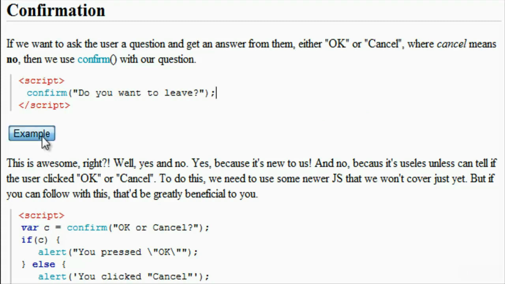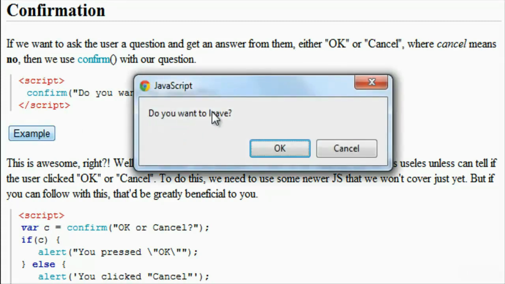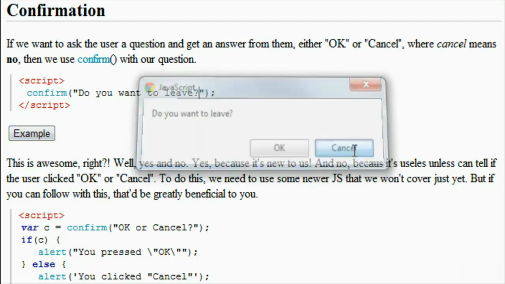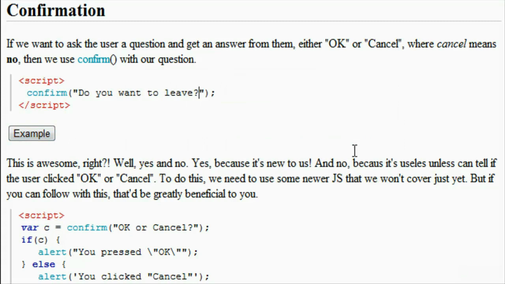So let's look at what confirm looks like. Do you want to leave? Okay or cancel? Okay. And look at that. That's exactly what we wrote in here. And when we clicked OK, nothing happened. Let's try it again. Do you want to leave? Cancel. Nothing happens. Well, I guess that's completely useless unless we can tell if the user clicks OK or cancel.